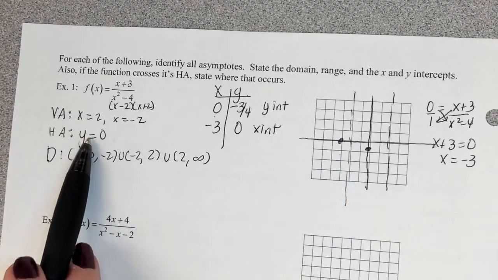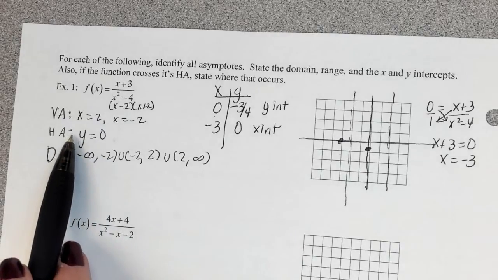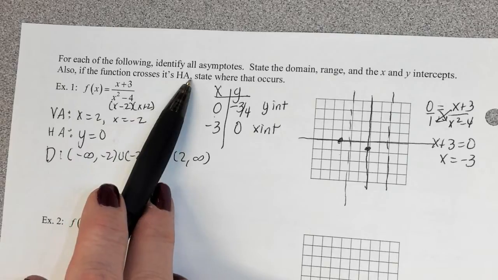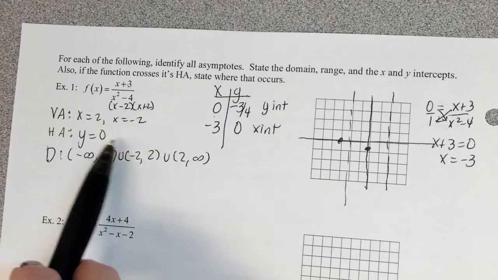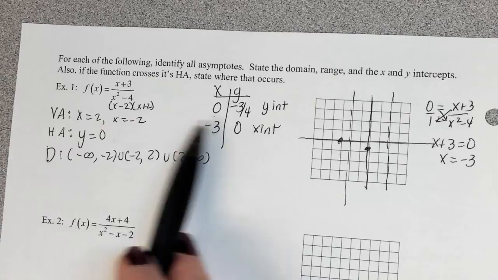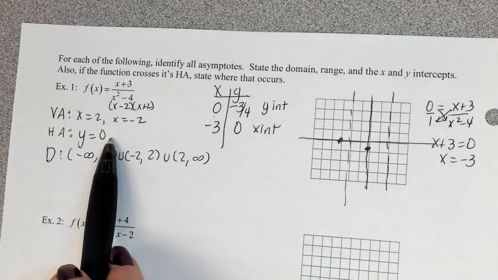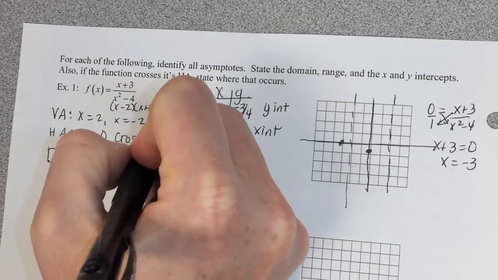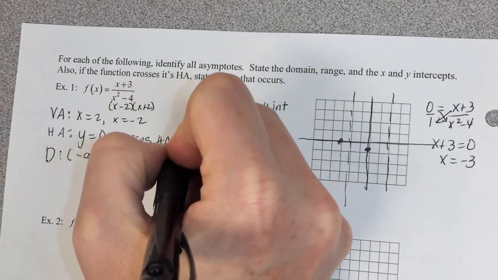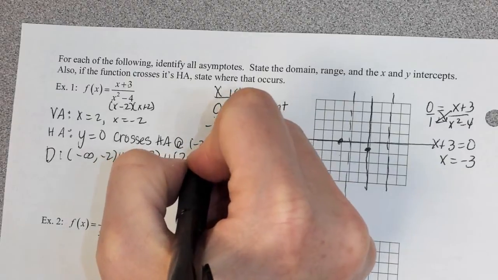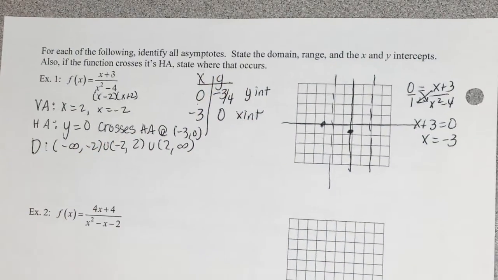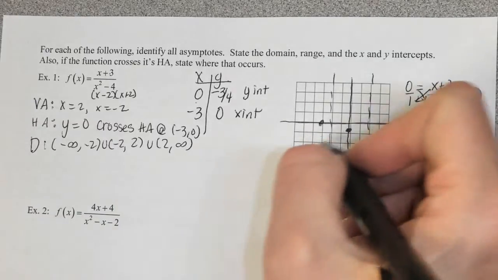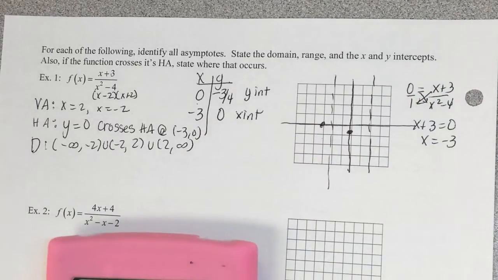Because it lies on the horizontal asymptote, your questions are also going to say, if the function crosses its horizontal asymptote, state where that occurs. Can you see that this x-intercept is crossing a horizontal asymptote? So therefore, I would say crosses HA at negative 3, 0. That's another important piece of information.